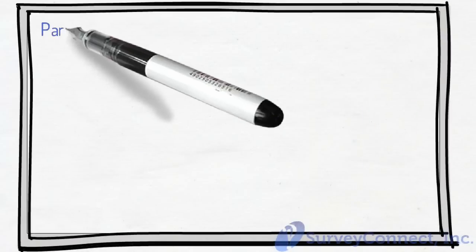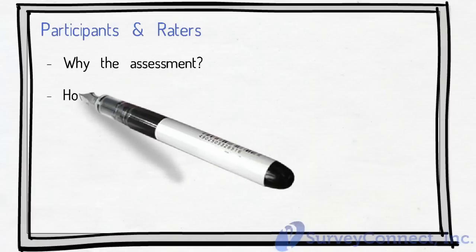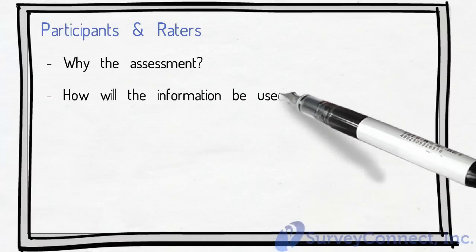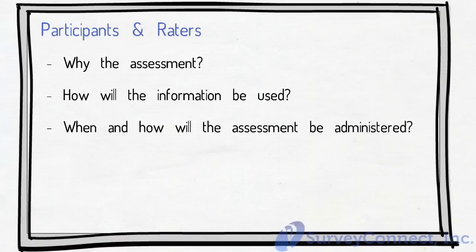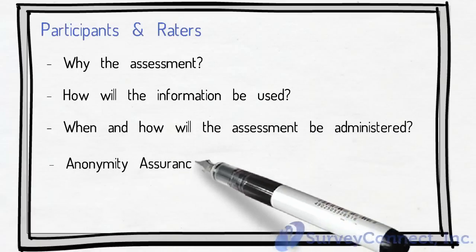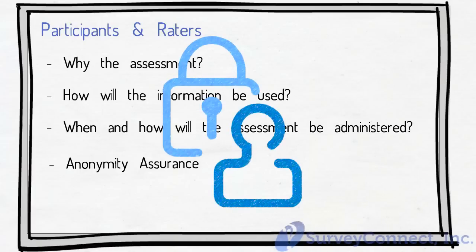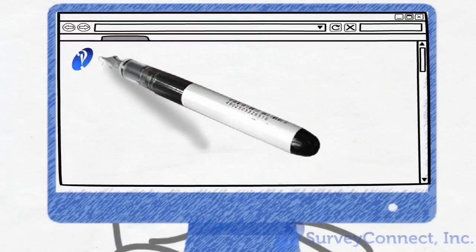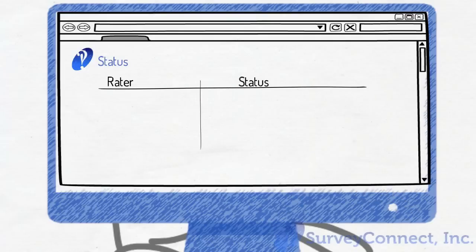Step 4. Communicate and administer the assessment. Tell the respondent group of both participants and raters the details about the assessment in advance. They need to know why the assessment is being conducted, how the information gathered will be used, and when and how the assessment will be administered. In most situations, participants need to be assured of anonymity. There are several ways to design the assessment process to help with the anonymity issue. Once the assessment is live, progress can be tracked and reminder notifications sent.